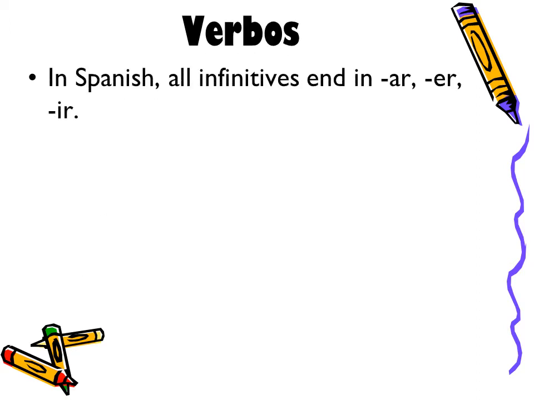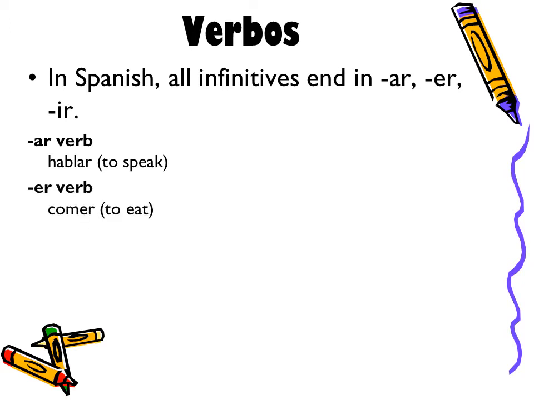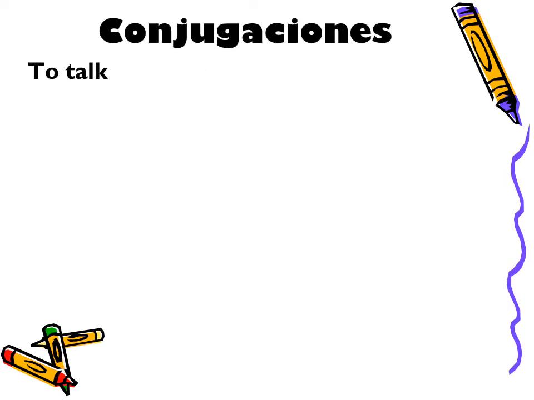Okay, now in Spanish, we know this. All infinitives end in AR, ER, and IR. For example, an AR verb, we have hablar, which means to speak. An ER verb would be comer, which means to eat. And an IR verb would be vivir, which means to live.